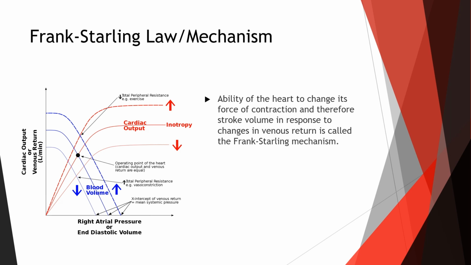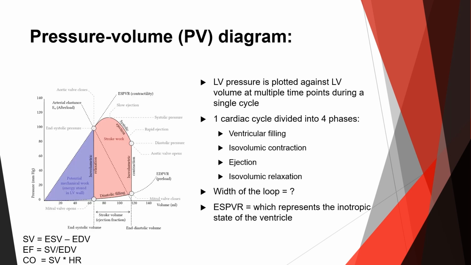So what does that help translate to? It correlates to the ability of the heart to change its force of contraction, and therefore stroke volume, in response to change in venous return. This is coined as the Frank-Starling mechanism.